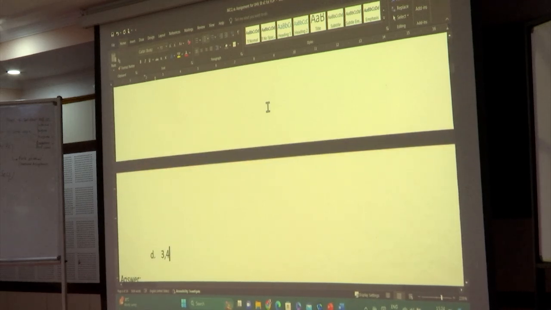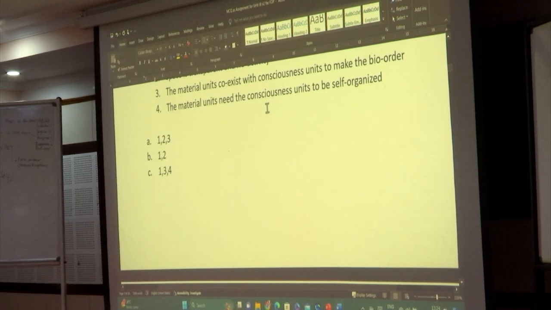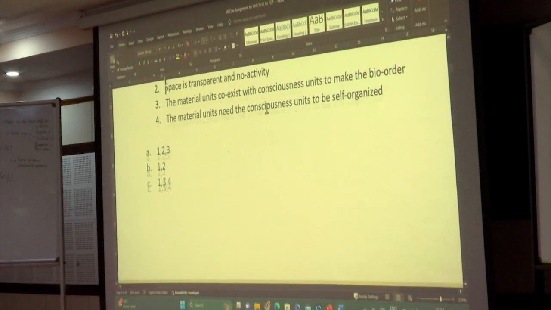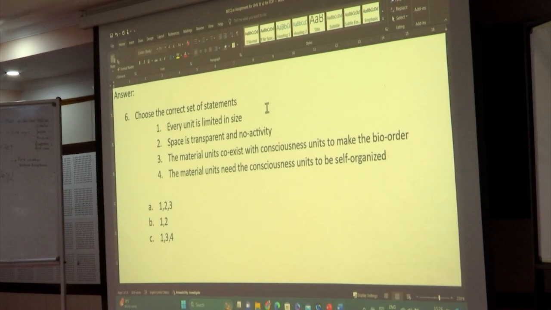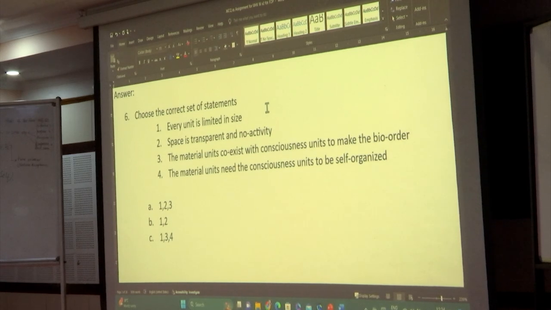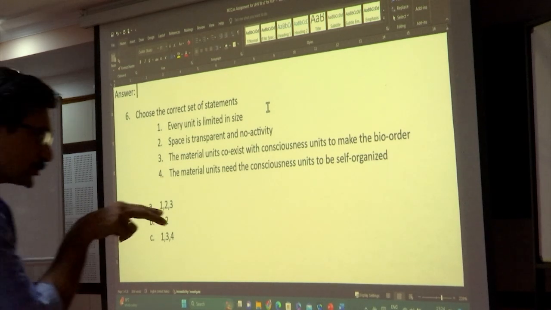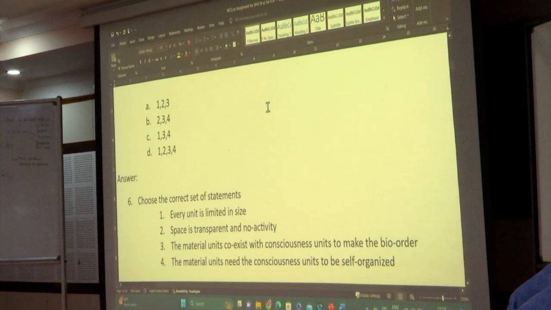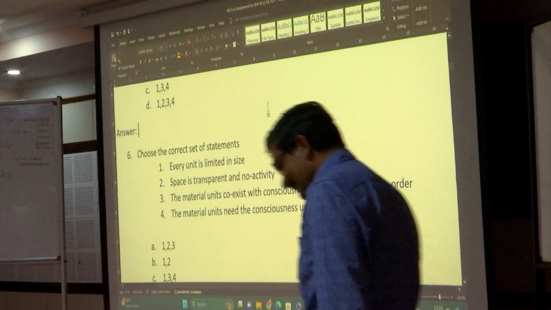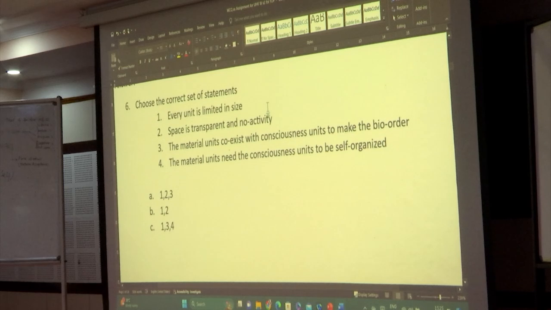Bhaiya, what is meant by that statement, space is transparent? So I can see through space. It is not obstructing. For example, this wall is not transparent. I cannot see behind the wall. But I can always see through space. It is transparent. Through space only, every unit is recognizing the relationship with every other unit. There is no hindrance, there is no obstruction there. That's how it is transparent.